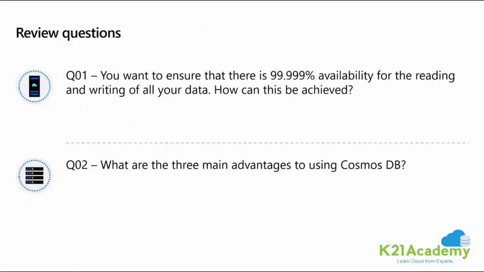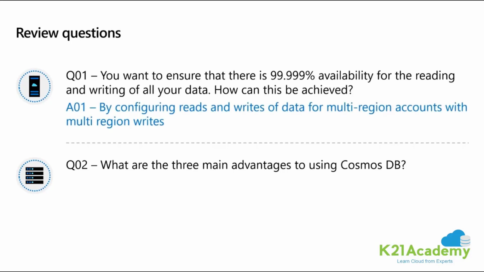So let's have a quick revision and a couple more figures I want you to understand. Check this out. You want to ensure there is 99.999% availability for read and write of your data. How can this be achieved? We can configure multi-region accounts and we can do multi-region writes. You just need to enable multiple Cosmos DB endpoints, and then the availability, the nines, will increase.